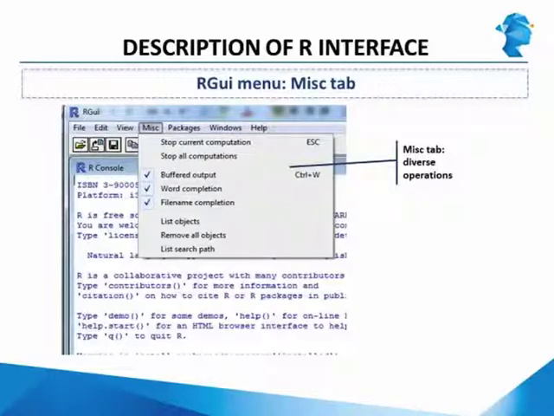The next tab is the miscellaneous tab. This tab exhibits the miscellaneous operations that R can do. From the miscellaneous tab, you can stop a computation or a set of computations that could be blocked or take too much time. Unfortunately, you will encounter this situation relatively often with R, where you've given a command which is taking too much time or which is just hanging the whole system. So in that case, you can kill the computations using the stop all computations or stop current computation command in the miscellaneous tab.